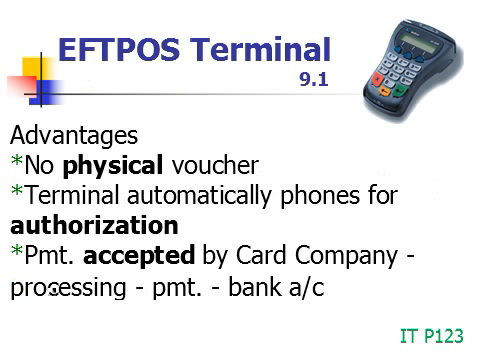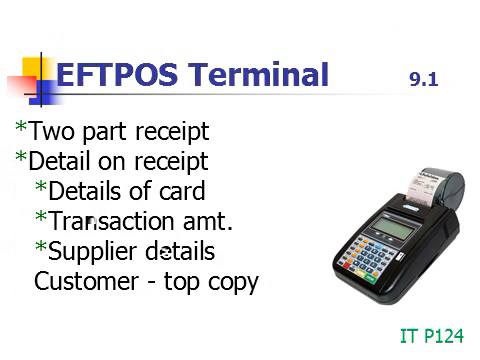These are the advantages of an EFT POS terminal. There are no physical vouchers to be banked. The terminal automatically phones for authorization. The payment is accepted by the card company for processing and payment to the retailer's bank account. The terminal prints out a 2-part receipt. On the receipt the following details should be printed: the details of the card, the transaction amount, and the supplier details. The customer will get the top copy of the receipt.